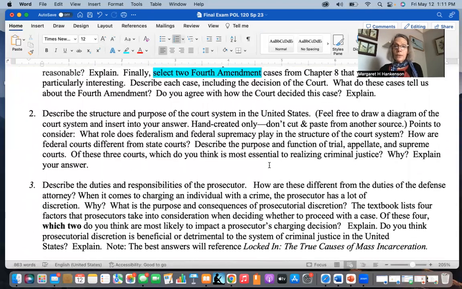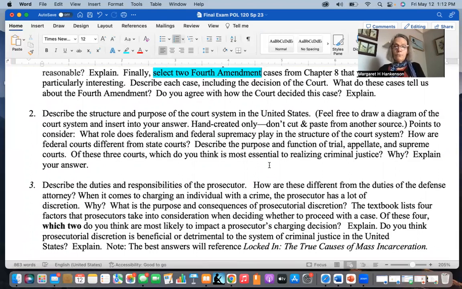So the next one is we learned about how the court system in the United States is structured. Okay. And so this is an opportunity for you to describe the structure and the purpose of the court system. Okay. So that was in the textbook. We also did lectures on that.